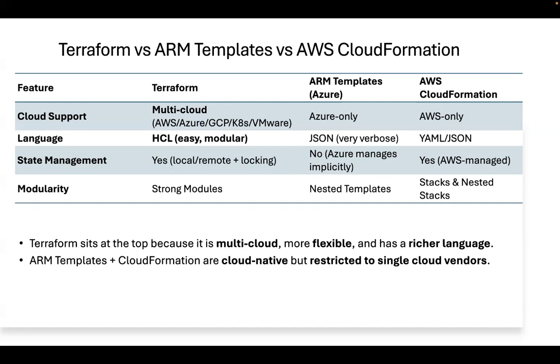Modularity: strong modules were developed for Terraform. In ARM templates, we have nested templates. And in AWS CloudFormation, we have stacks and nested stacks. So Terraform is sitting on top of all these multi-cloud, it has more flexibility and a richer language. ARM templates and CloudFormation are cloud native, but restricted to a single cloud provider. So that's the reason we are going for Terraform.